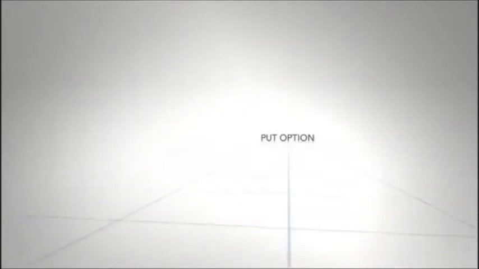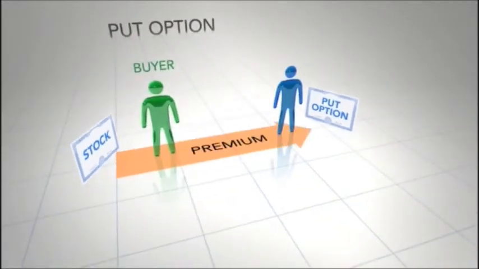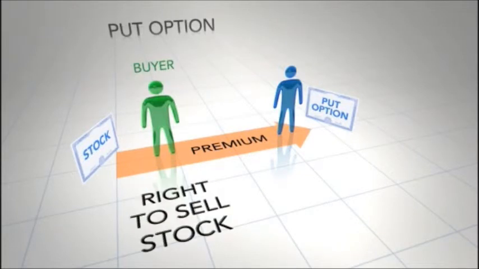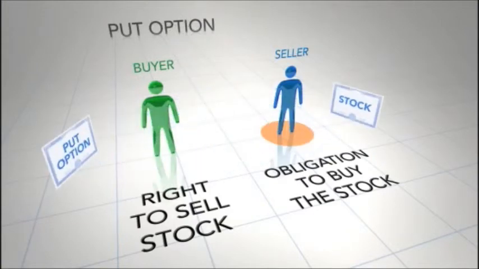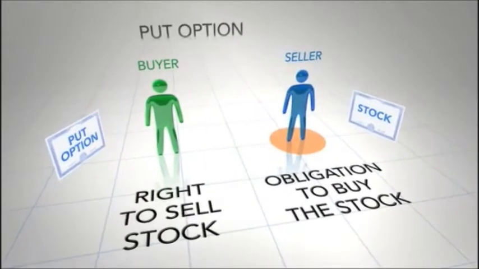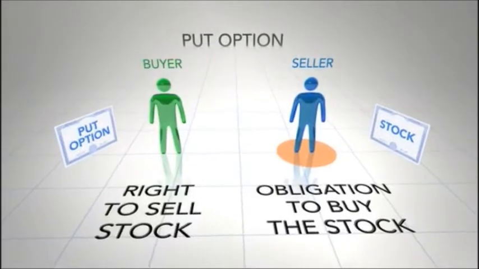Let's turn things around here for you and look at a put buyer. A put buyer is also paying a premium to make a trade. The put buyer has the right to sell his stock. On the other side of that is the person who sells that put option. He collects the premium, and in exchange, he places himself in an obligation to buy the stock. Just remember, the right goes with the obligation, the buy goes with the sell.